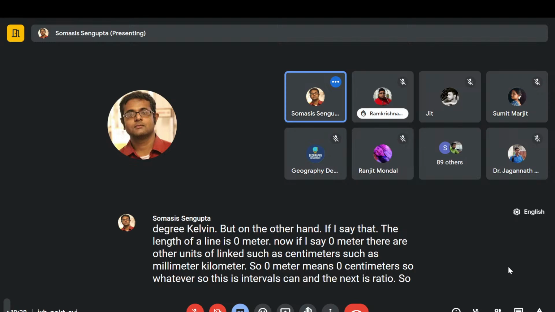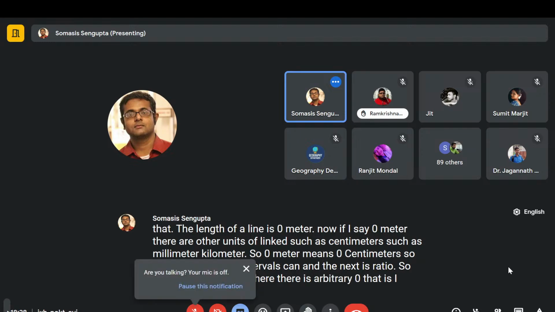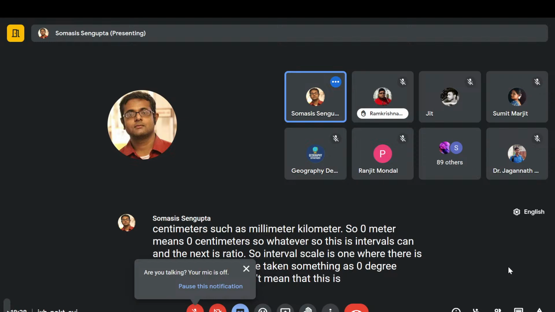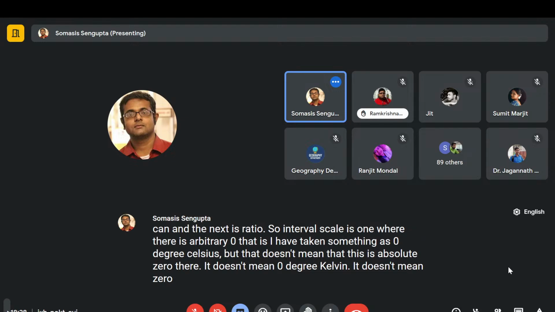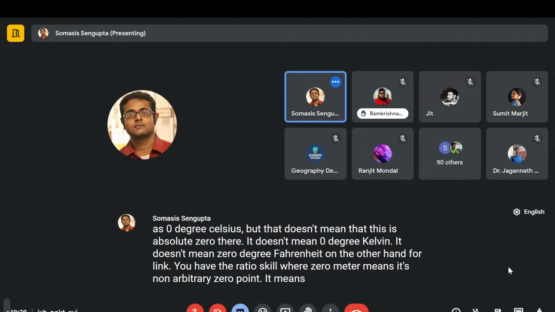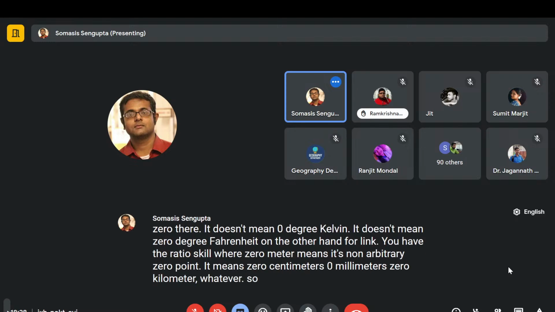The interval scale is one where there is an arbitrary zero. That is, I have taken something as 0 degree Celsius, but that doesn't mean that this is absolute zero. It doesn't mean 0 degree Kelvin. It doesn't mean 0 degree Fahrenheit. On the other hand, for length, you have the ratio scale, where 0 meter means a non-arbitrary zero point. It means 0 centimeter, 0 millimeter, 0 kilometer, whatever. So this gives us an idea about how I numerically present quantitative data.